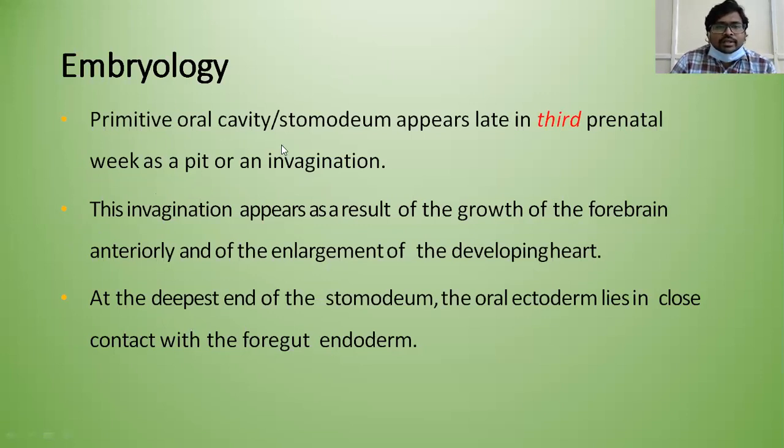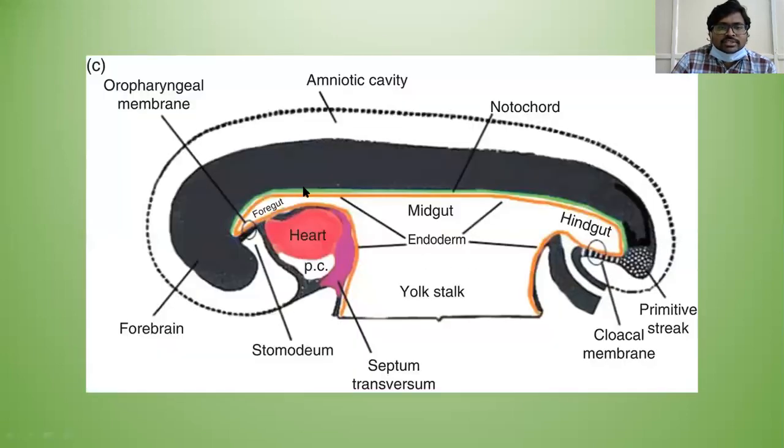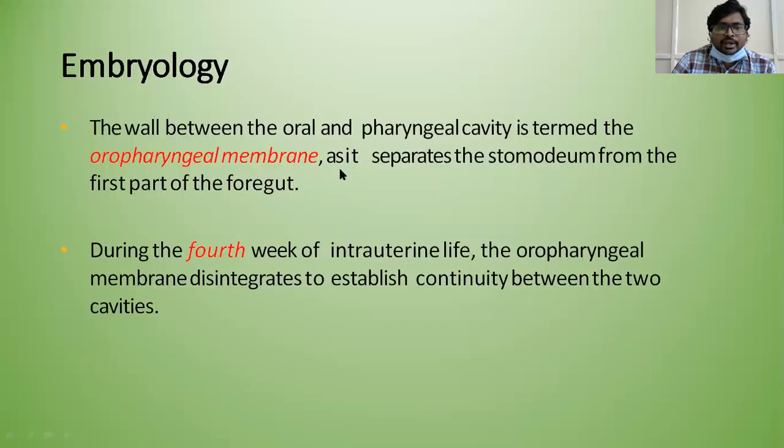Coming to the embryology. The primitive oral cavity or stomodeum appears late in the third prenatal week as a pit or an invagination. This invagination appears as a result of growth of the forebrain anteriorly and enlargement of the developing heart. In this diagram, you can see the foregut grows anteriorly and the heart enlarges, creating a primitive pit. This pit has a covering of ectoderm on the outside and endoderm on the inside. Together, they form a membrane known as the oropharyngeal membrane.